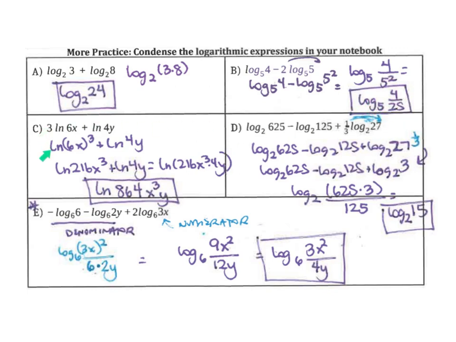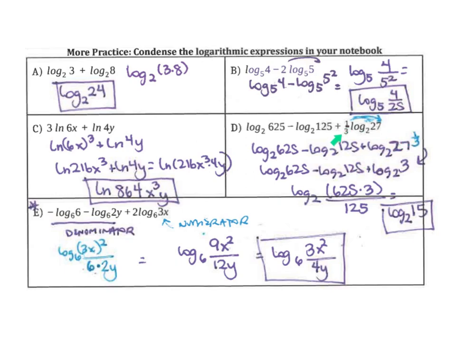Then the letter C, you move this 3 to the exponent position. Notice that I had to put parentheses because it does belong to the 6 and the x. And then, so therefore, this becomes 6 to the third power, which is 216, and x to the third, plus 4, natural log of 4y. Then you condense further and you multiply those together. So 216 times 4 gives you 864 x cubed y.